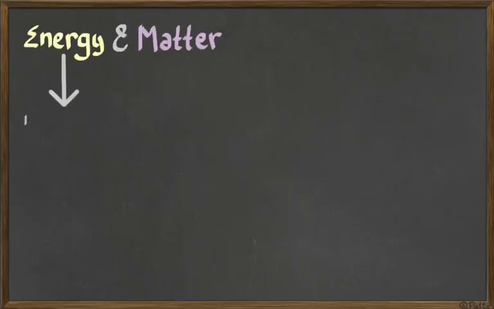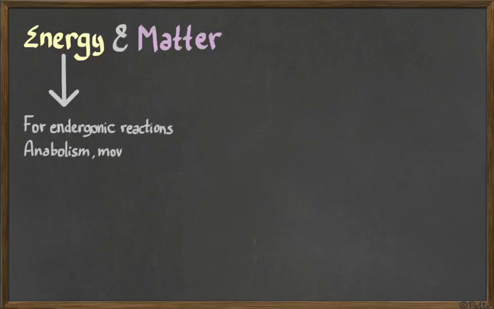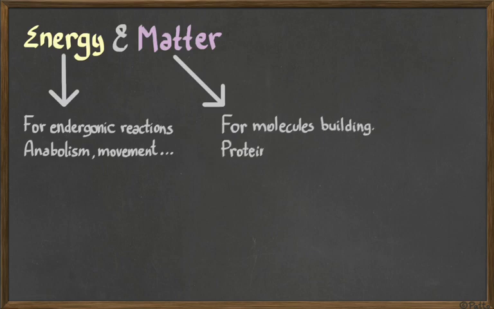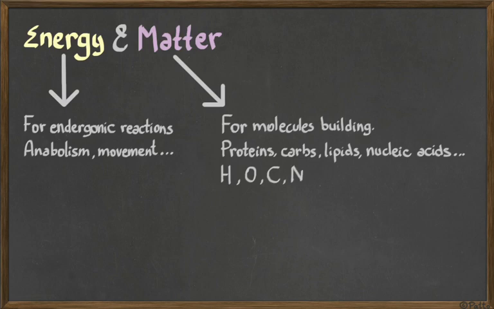Today we are going to be talking about matter. In previous classes we saw that living organisms need energy for endergonic reactions, locomotion, movement, etc. We saw how they get it. But today we are going to see how they get matter, how they get molecules, how they get elements. And the focus is going to be today on carbon.